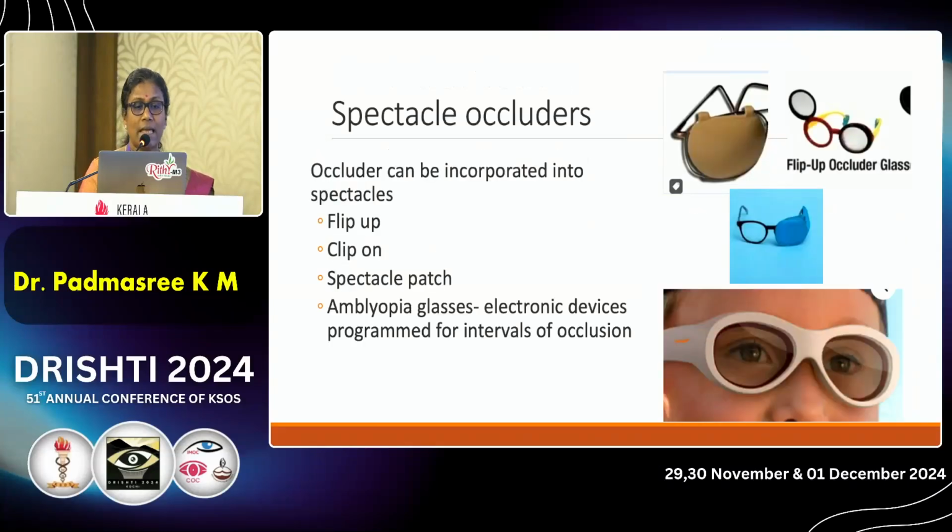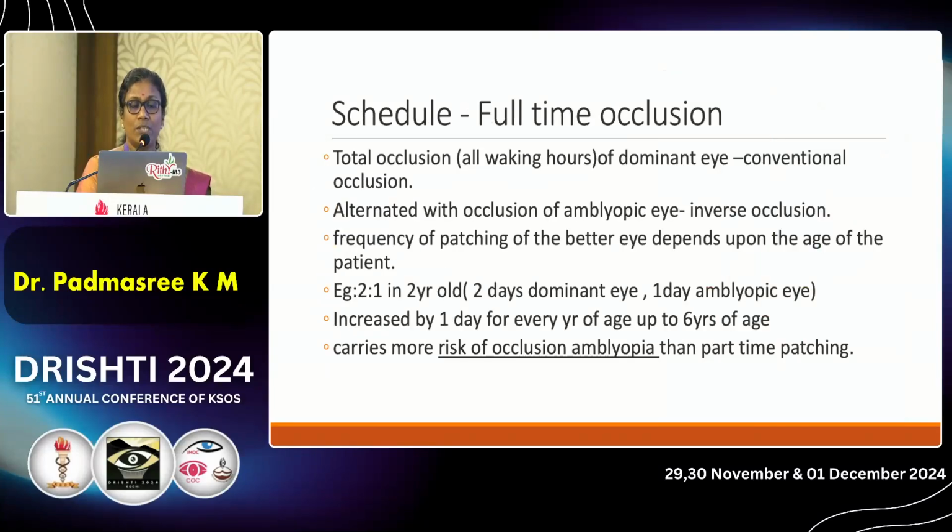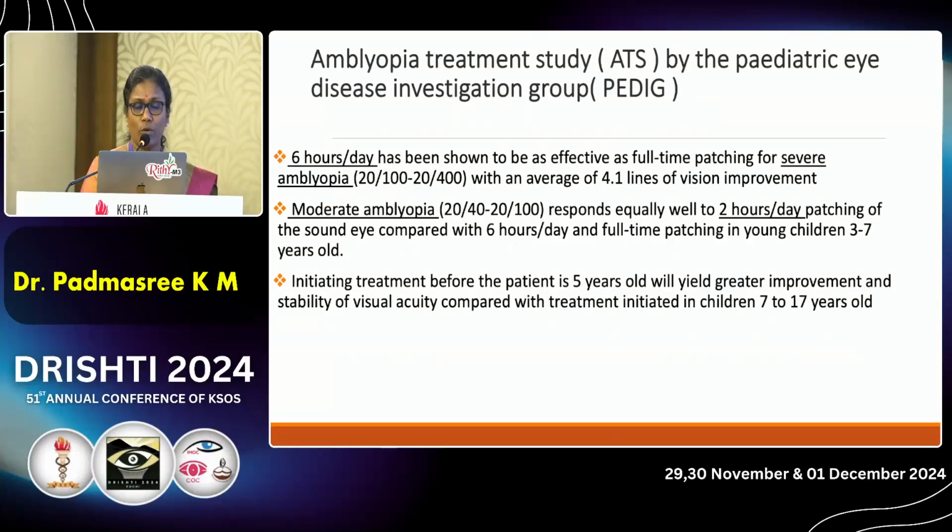It can be given as direct skin patches or as spectacle occluders. Full-time occlusion is total occlusion of the dominant eye alternated with occlusion of the amblyopic eye. The frequency of the patching depends upon the age of the patient. For example, if the child is 2 years old, it is 2:1, that is 2 days of dominant eye followed by 1 day of amblyopic eye. This kind of occlusion has the risk of occlusion amblyopia, so you have to follow up carefully.